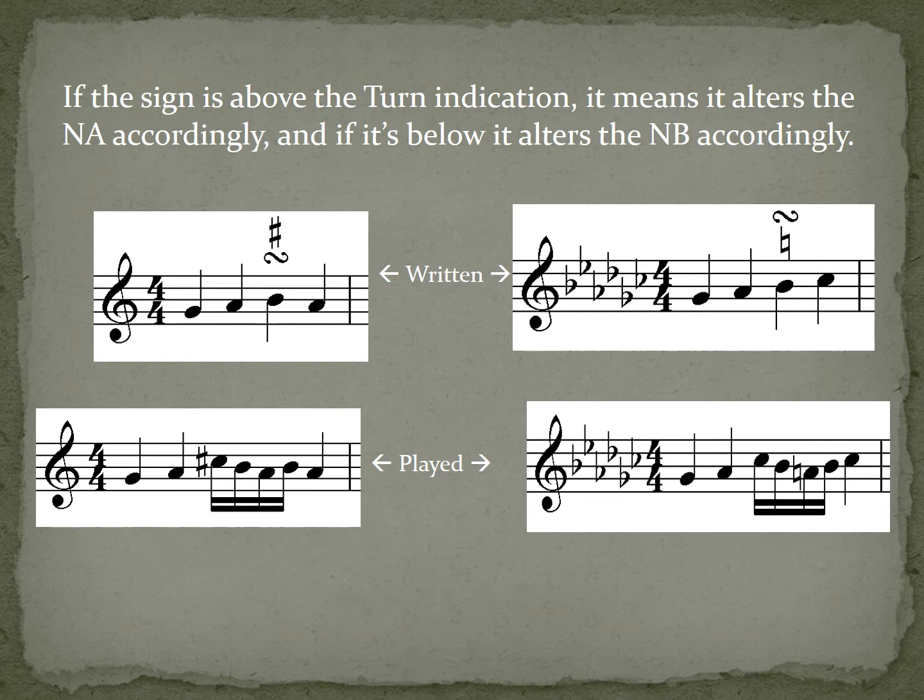So as you can see from the examples, the first one, we have a sharp sign over the top of the turn sign, which is over a B crotchet. If you look underneath, you can see we've got four notes in the shape of the turn, the note above, the written note, the note below, and the written note, but this time you can see the sharp sign in front of the note C. If you look at the second example, we have a natural sign underneath the turn sign, which is over the crotchet B flat, and as you can see now in the example, the lower note has now been naturalized.